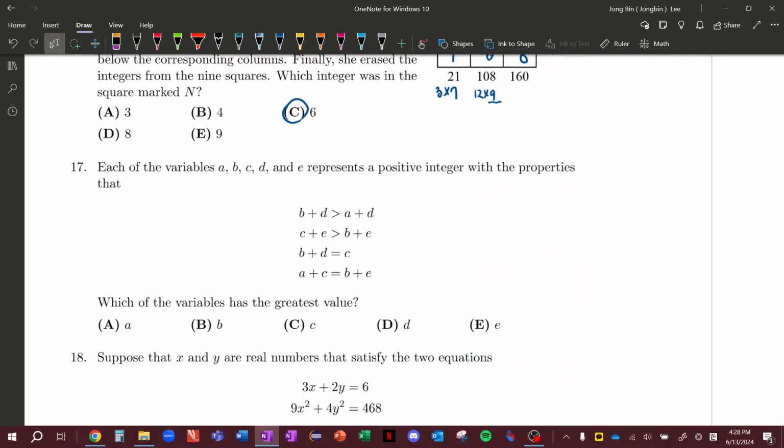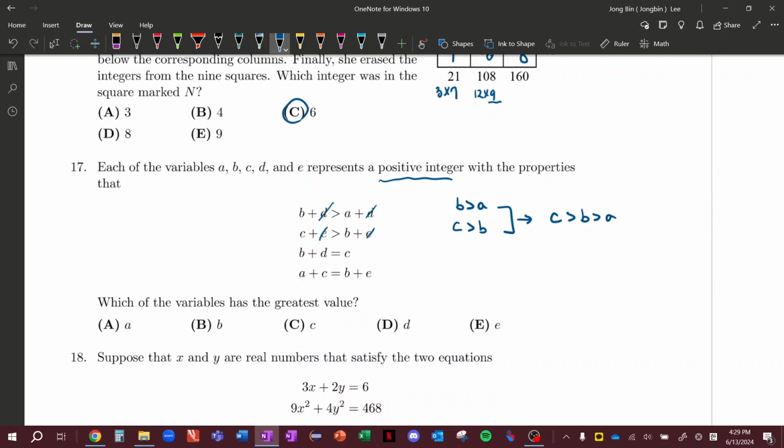Question number 17. Each of the variables a, b, c, d, e represents a positive integer with the following equations, and which of the variables has the greatest value? So right off the bat, we know that we could just cancel both of these, so we get b is greater than a, and for the second equation we get c is greater than b. So this ultimately leads us to having c the greatest, then b, then a.